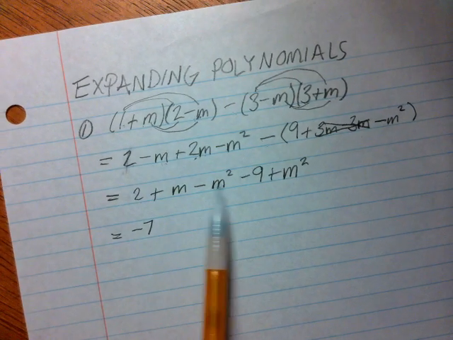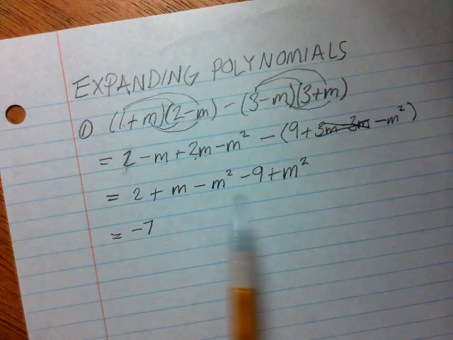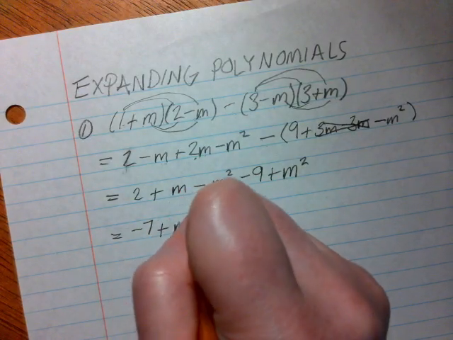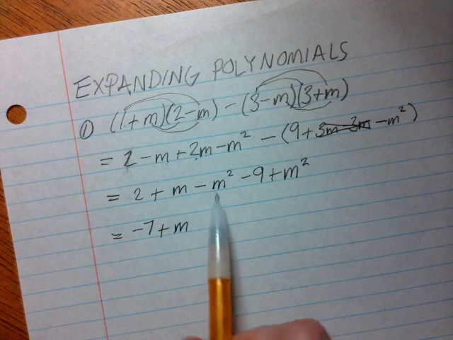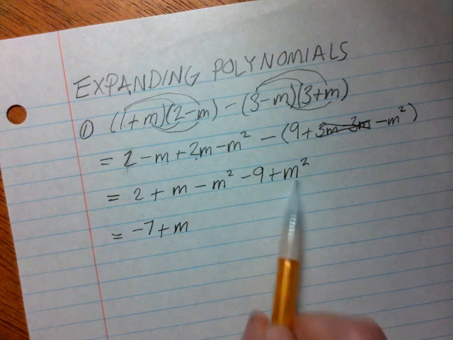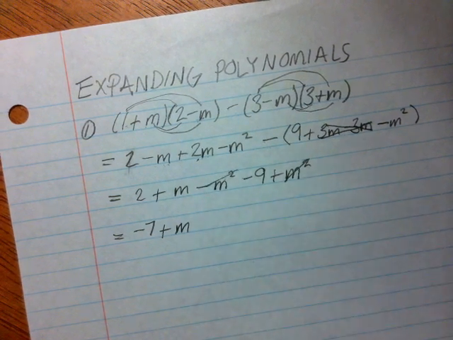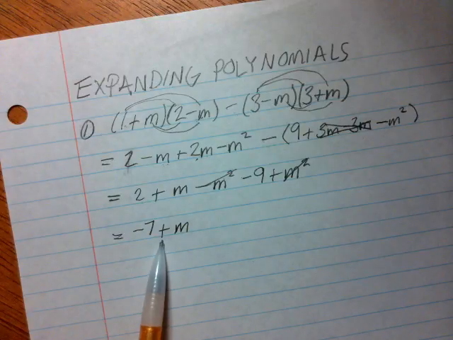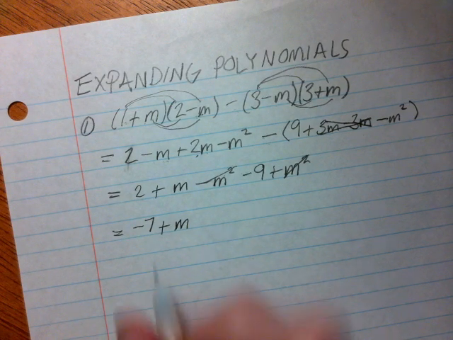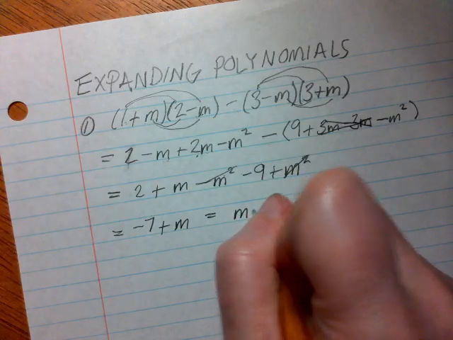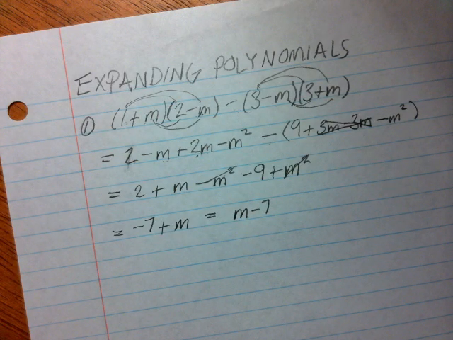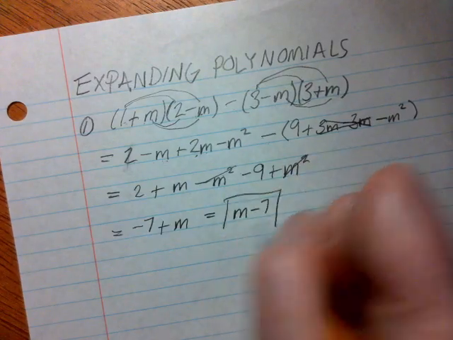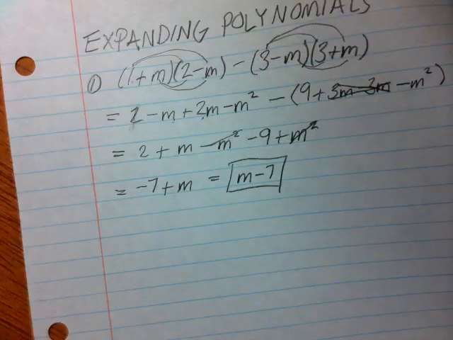This is my only m. Everything else is m squareds. So I'm going to keep my m. And now this negative m squared and this positive m squared actually cancel out. So I have nothing left except for this negative 7 plus m. And you could write this as m minus 7 if you wanted to, just so it's in 3 characters instead of 4, but that doesn't matter. All right, that's the final result.